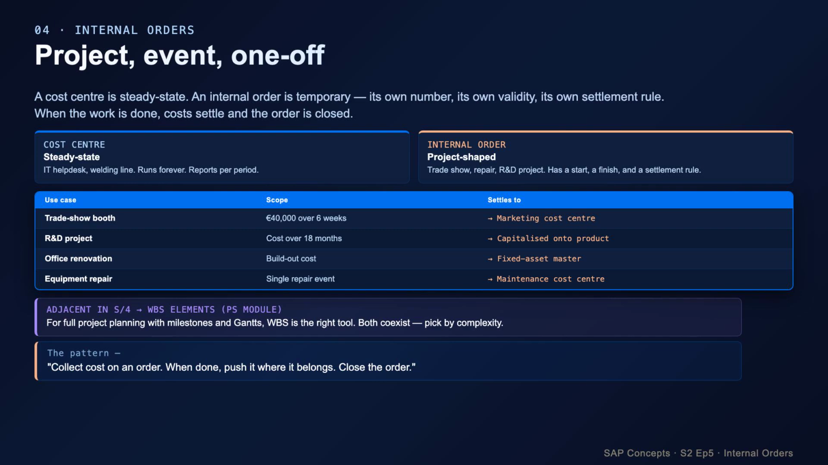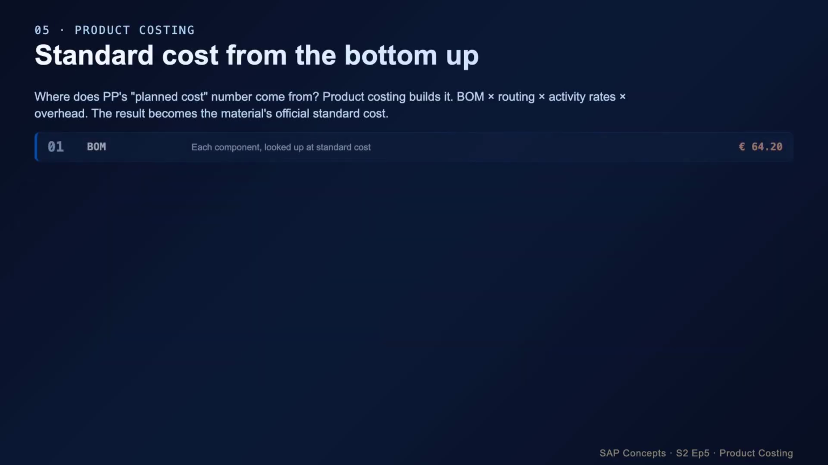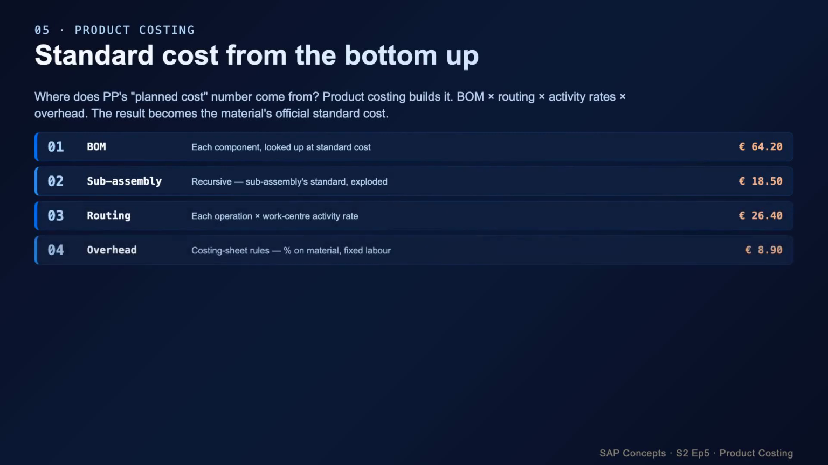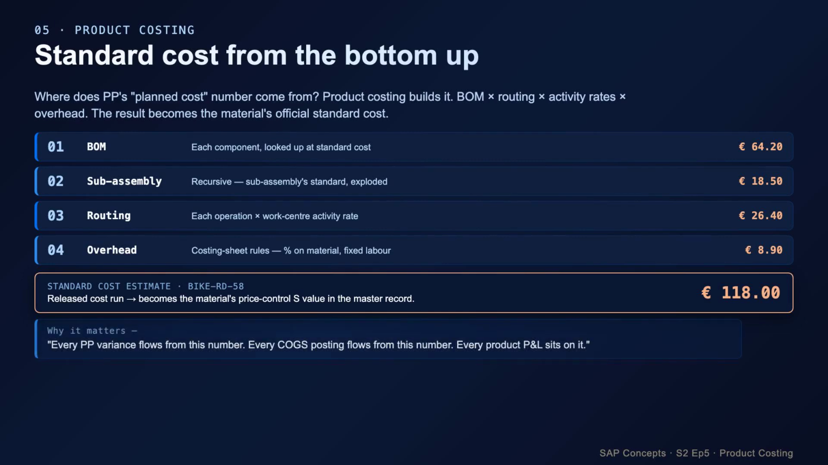Trade show booth, R&D project, office renovation, equipment repair. All classic internal order use cases. When production planning creates a production order, the planned cost was components at standard plus operations at the activity rate. Where did the standard come from? Product costing's job.